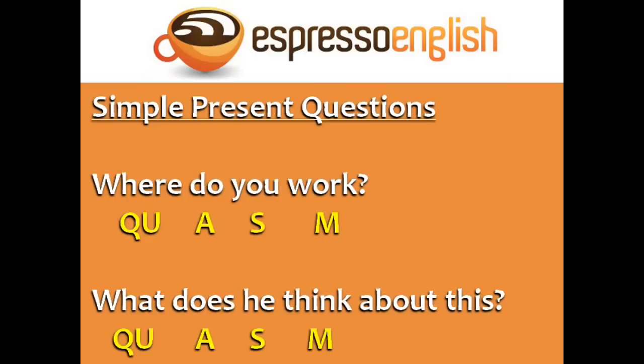Simple present questions. Where do you work? Where is the question word, do is the auxiliary verb, you is the subject, and work is the main verb. Another example is, what does he think about this? In this case, the auxiliary verb is does because the subject is he.